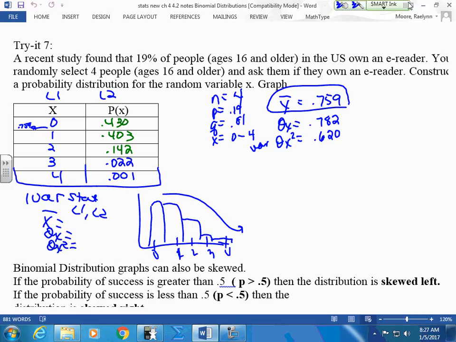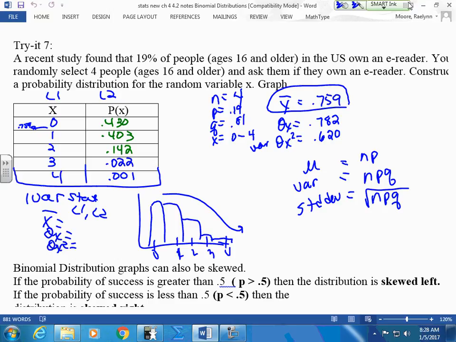Now, you also have a set of equations. That's on your formula sheet as well. And it gives you the mean, it gives you the variance, and it gives you the standard deviation. To find the mean, n times p. To find the variance, n times p times q. And to find the standard deviation, it's the square root of this.